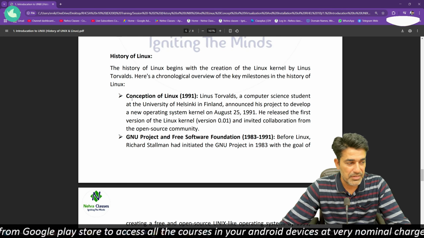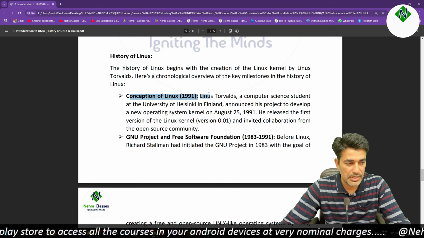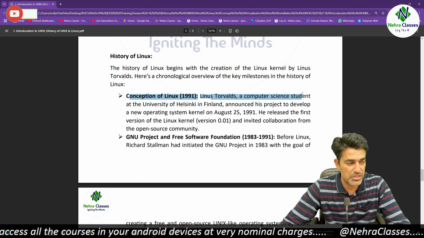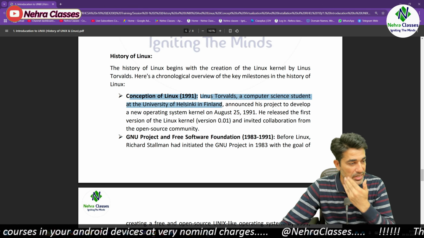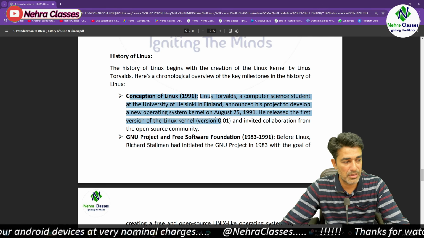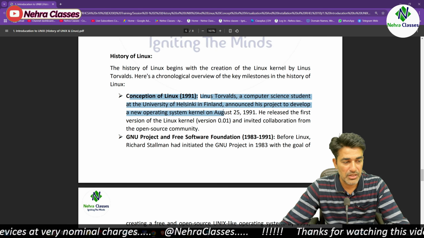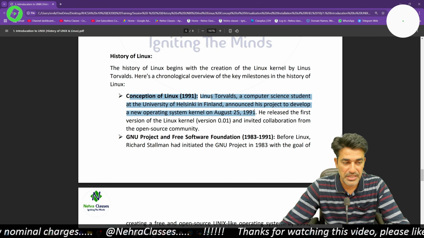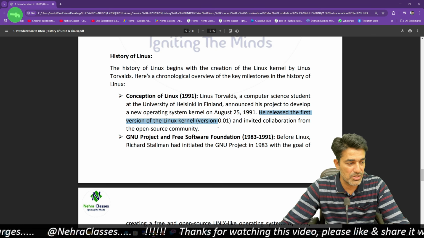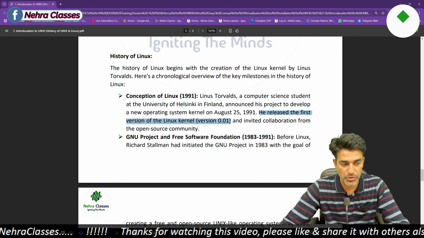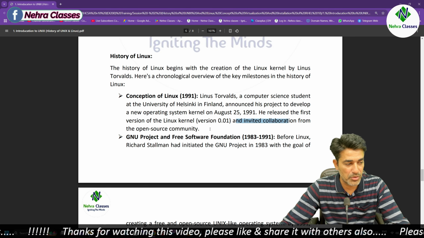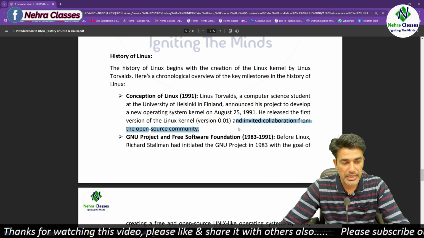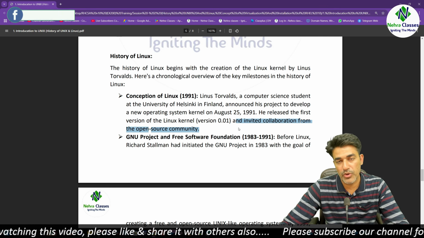So in 1991, Linus Torvalds, who was a computer science student at the University of Helsinki in Finland, announced his project to develop a new operating system kernel on 25th of August 1991. He released the first version of the Linux kernel, version 0.01, and invited collaboration from the open source community. He kept the source code open for everyone.